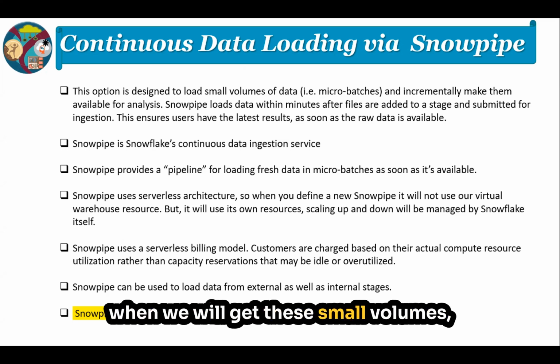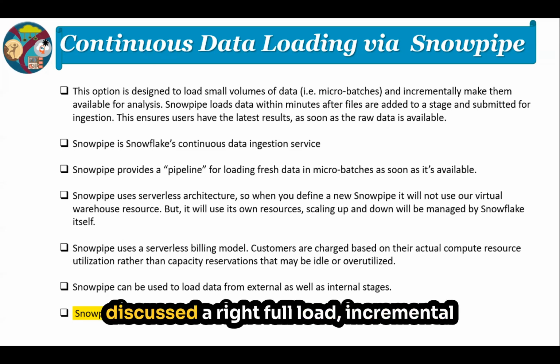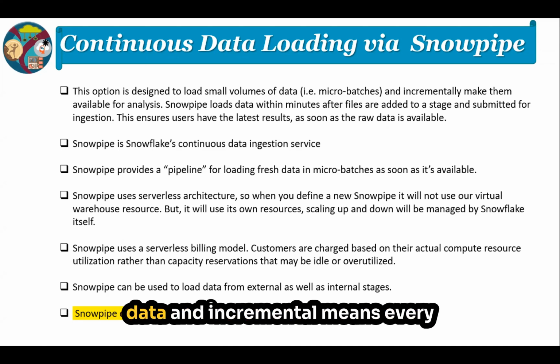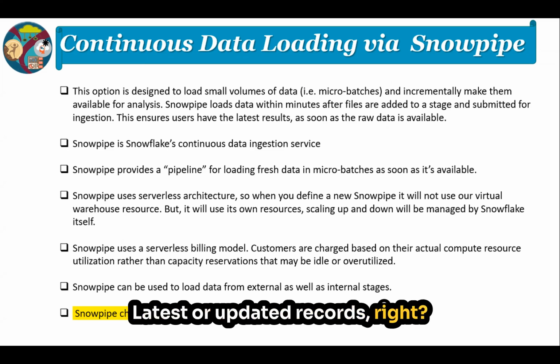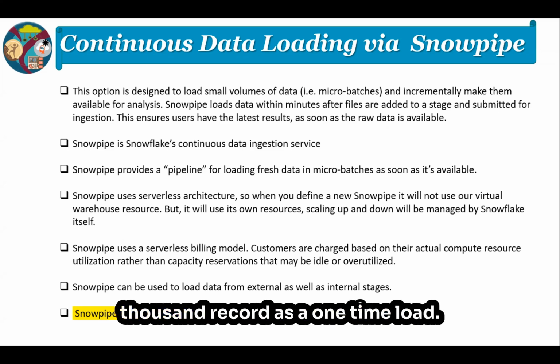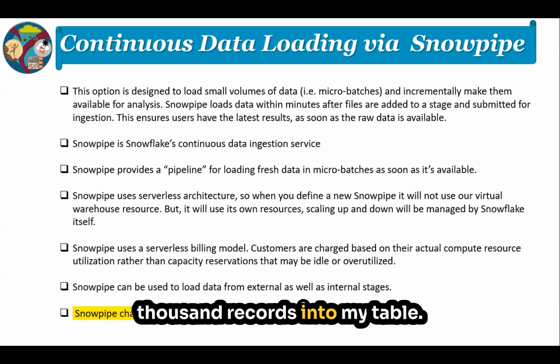When do we get these small volumes? When we discussed data warehouse concepts, we covered full load and incremental load. Full load means every day they send the full data, and incremental means every day they send only the latest or updated records. For example, I have 1,000 records. Today I received the 1,000 records as a one-time load. On the first day I loaded those 1,000 records into my table.